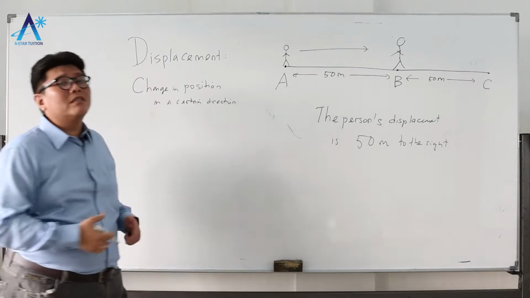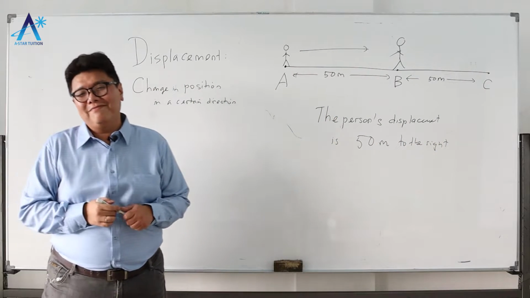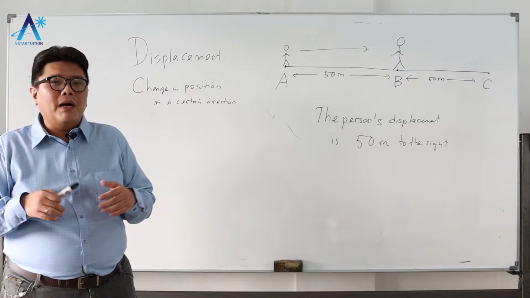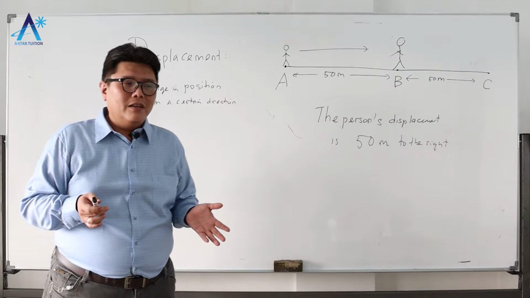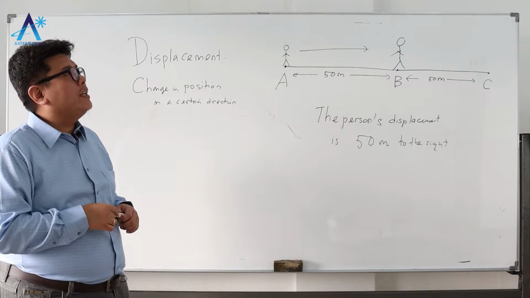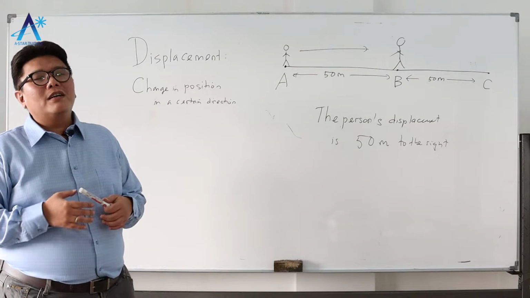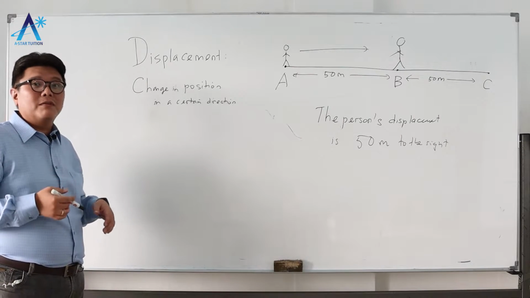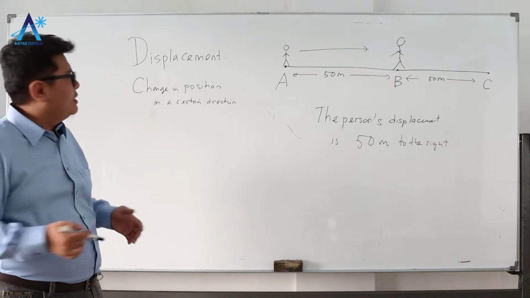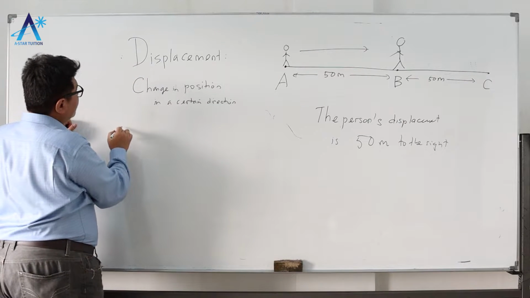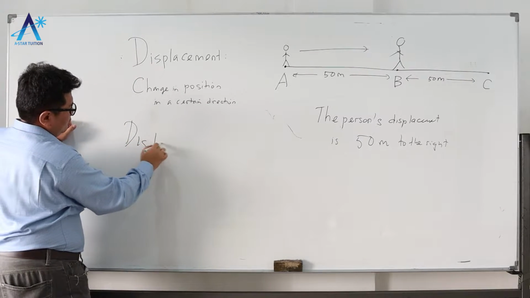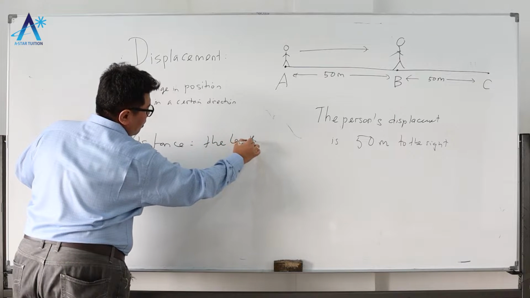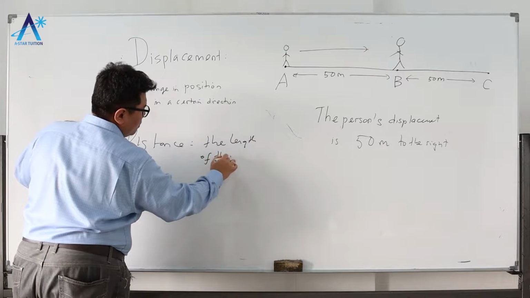Now, what about the distance traveled? For the distance traveled, we don't really care about the direction. You can define distance as the length of the trajectory or the path of motion. Let me write down the definition of distance. Distance is the length of the path of motion.